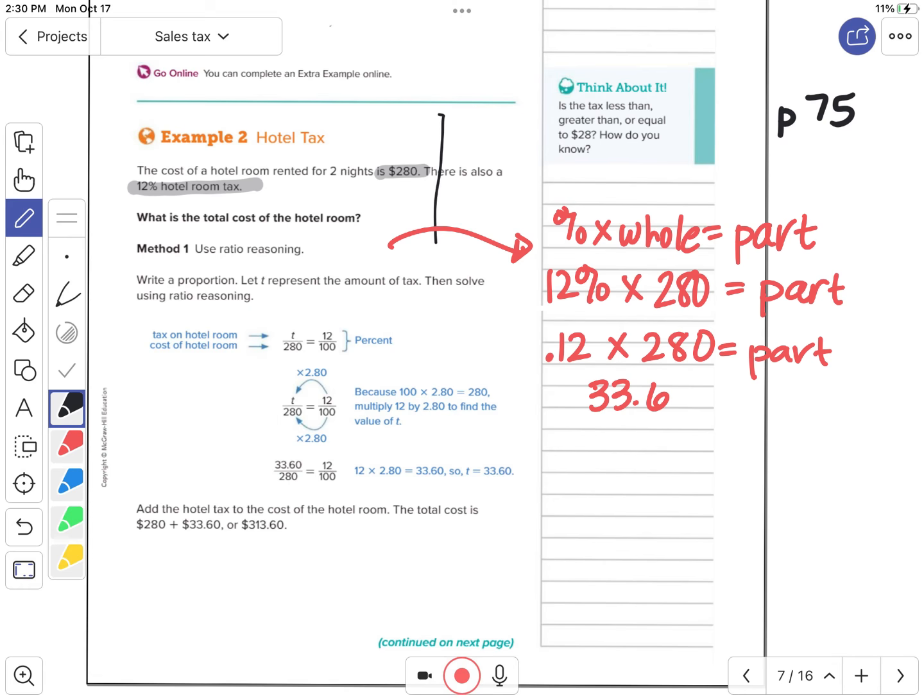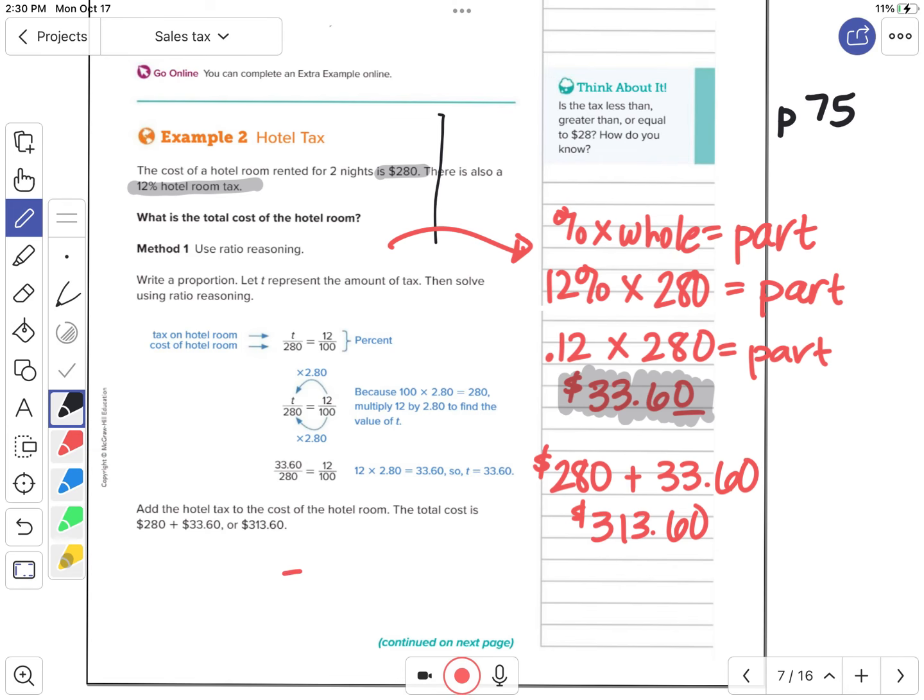If I have $33.60, you must add that zero. All right, so $33.60, that's what I will pay for my tax on the hotel room. Now, to find the total, I am going to add my bill, which was $280, plus that $33.60. If you add those together, you end up paying $313.60 total. So that was the equation way.